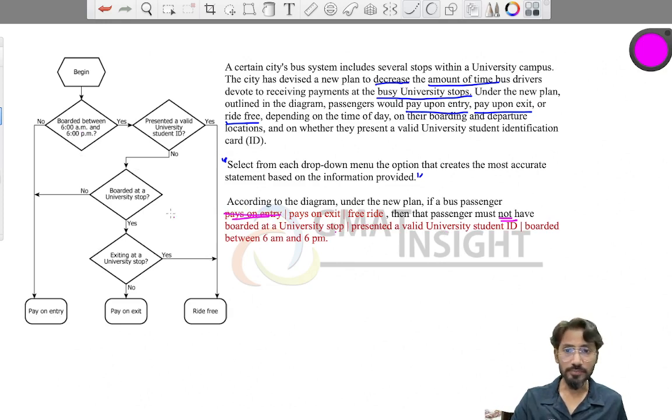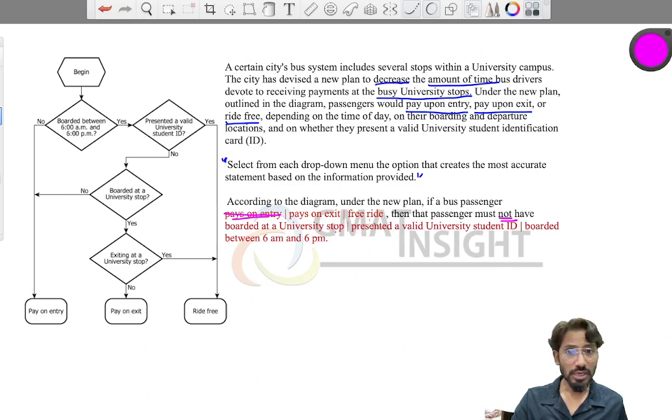Now pays on exit. If somebody is paying on exit, this is a very peculiar case. The person pays on exit if someone is boarding between 6 a.m. and 6 p.m., does not present a valid ID, boarded at the university stop, and is not exiting at the university stop. So with pays on exit, then the passenger must not have boarded at the university stop. No, boarding at the university stop is possible, but if you are not exiting at the university stop, then you will have to pay on exit. So boarding is possible, so with pay on exit, boarded at university stop does not work.